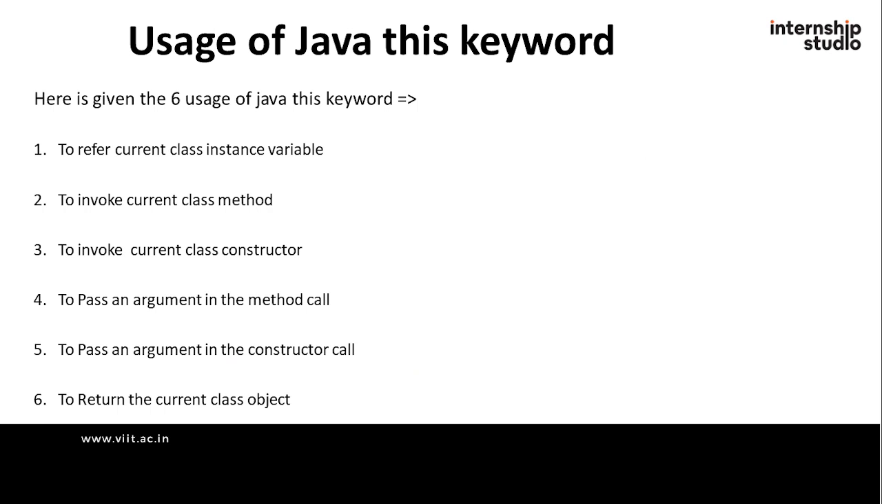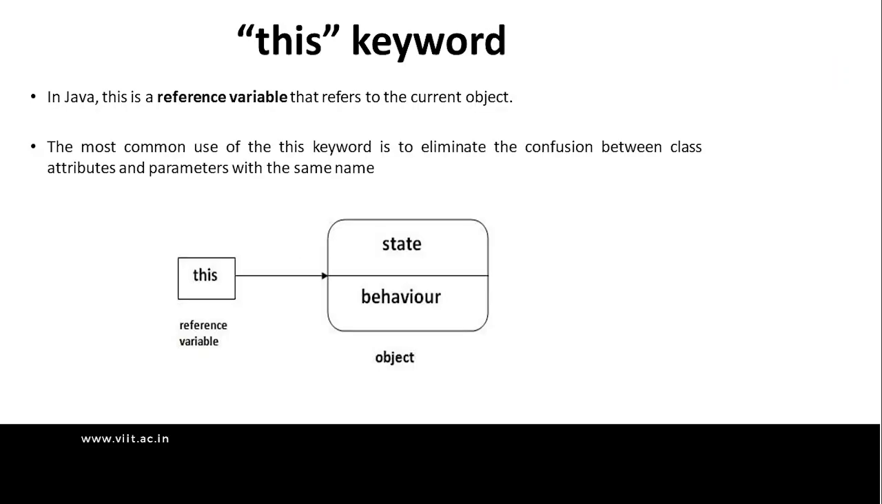Uses of the Java this keyword. Here are the 6 uses of the Java this keyword. To refer to the current class instance variable, first use. Second use is to invoke the current class method. Third is to invoke the current class constructor. Fourth is to pass an argument in a method call. Then fifth is to pass an argument in a constructor call. And sixth is to return the current class object. These 6 uses are there.